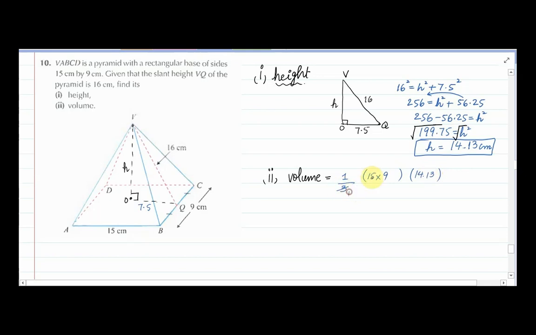3 ones are 3, 3 fives are 15. So 5 nines are 45, and 45 times 14.13 is 635.85. And that is the value of the volume of a pyramid.